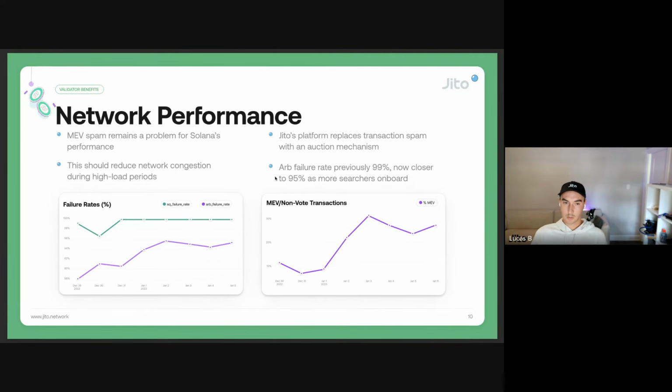The failure rates for arbitrage have been pretty high, right around 96 to 99%. And now it's a little closer to 95% as well. Essentially, we replace that transaction spam with a deterministic ordering mechanism. So if you're trying to capture MEV, instead of spamming to land behind something, you can tell the system, hey, I want these transactions XYZ to execute first, second, third, and here's how much I'm willing to pay for it. And then we handle the rest for you.